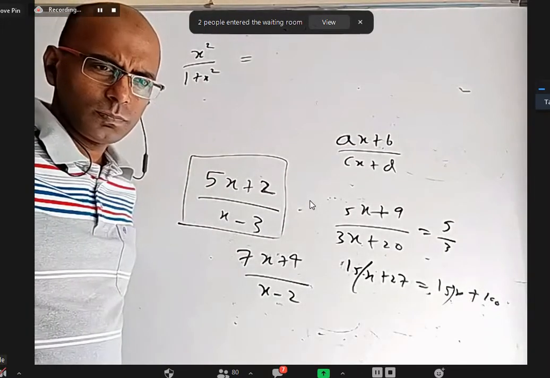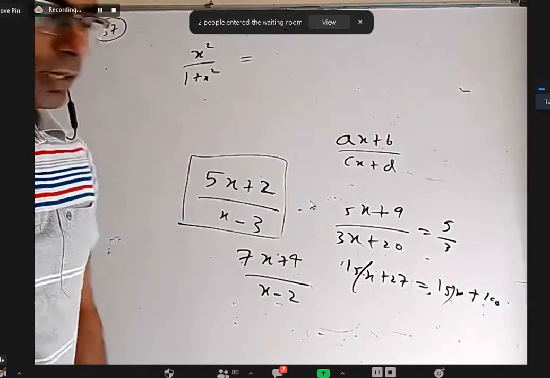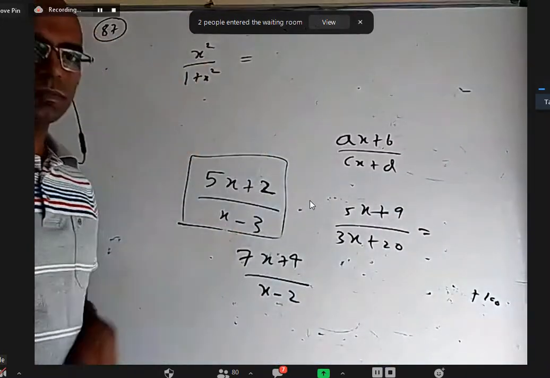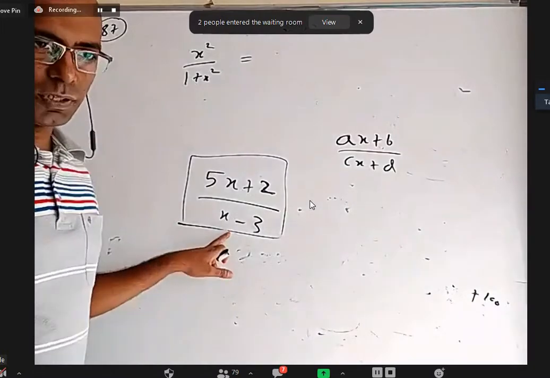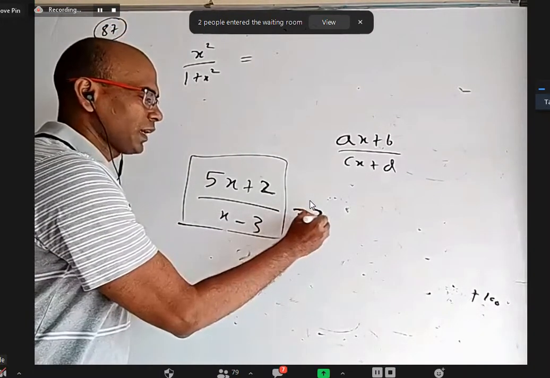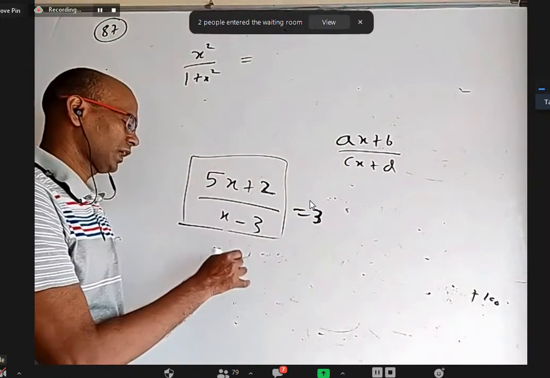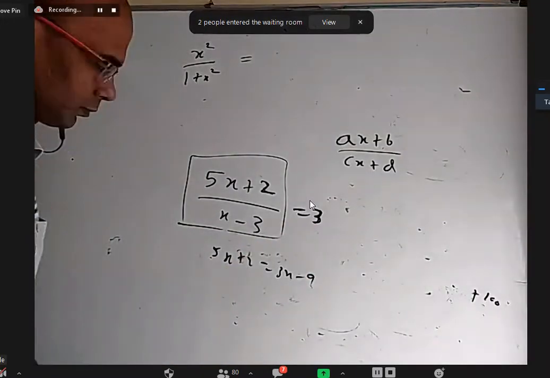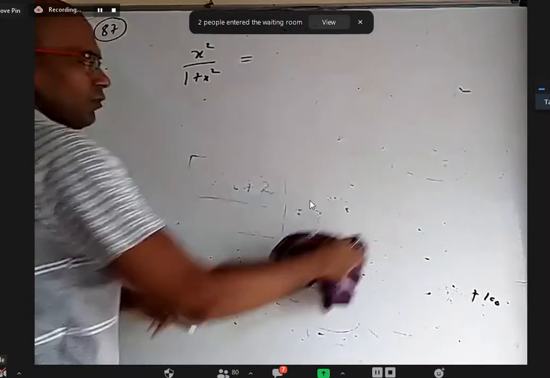Sir, minus 20 by 3 also we cannot get, no sir? No, minus 20 by 3 is not there in the domain, but I'll tell you about that. If you say 3 is not possible to get, you can get 3: equate it to 3 and you'll get an x value. We're not talking about domain, we're talking about range. Okay, 5x plus 2 equal to 3x minus 9. Yeah, we'll come back to that.